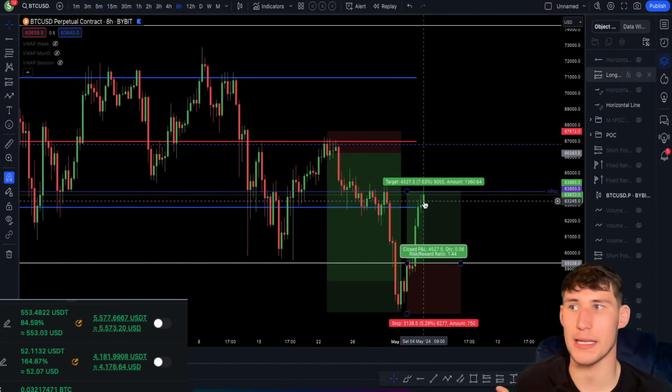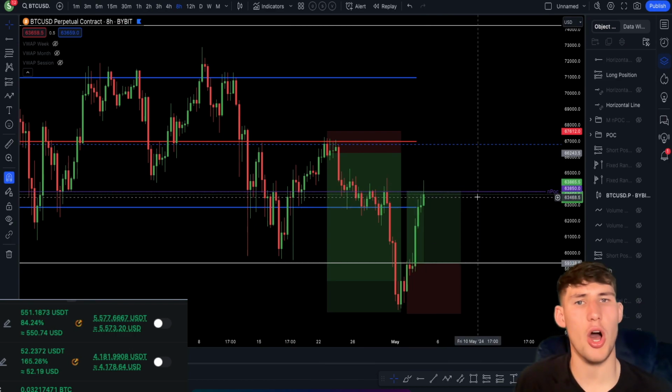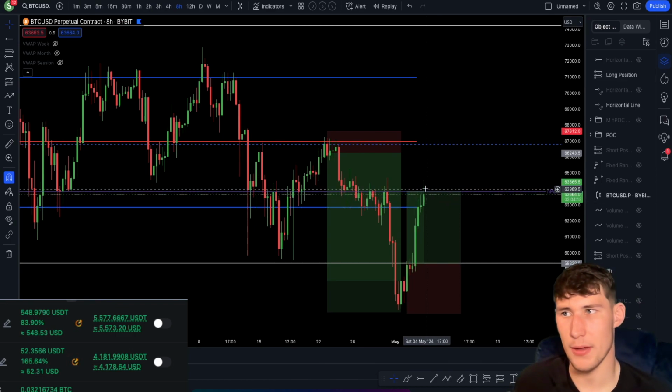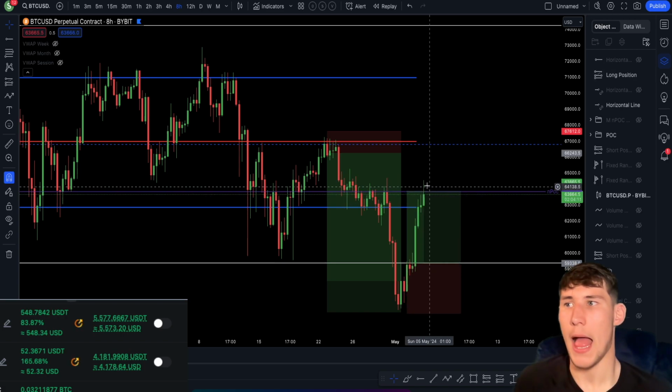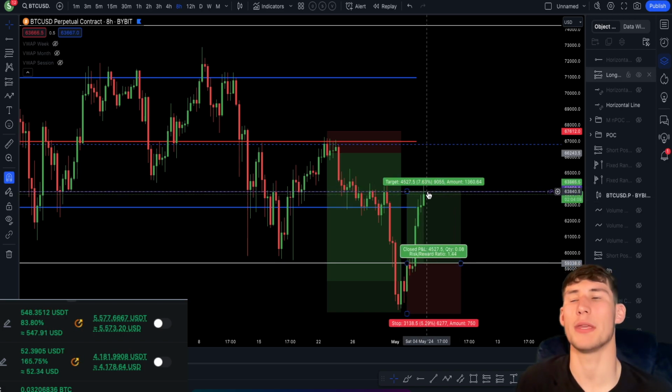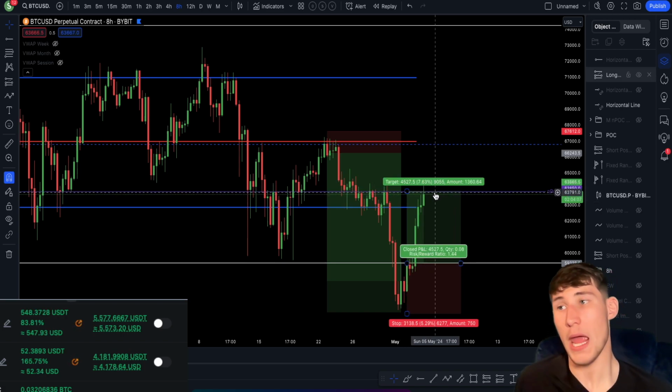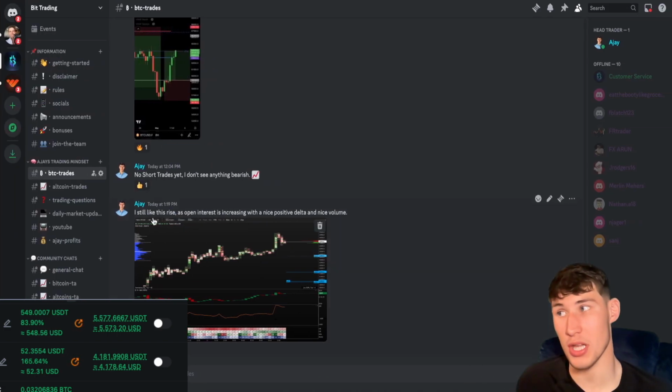We got a continuation towards the upside up to the target that I had at the NPOC, the monthly MPOC. And this level here is actually a level that I'm interested in taking a short from. However, I have not entered into a short trade as of yet because, like I said to the team here, I still like the rise. I still like this rise towards the upside.